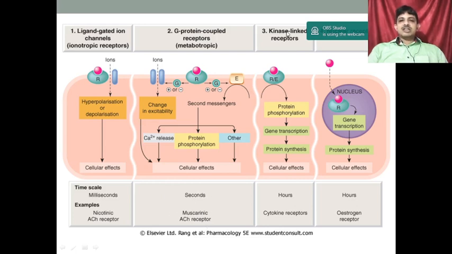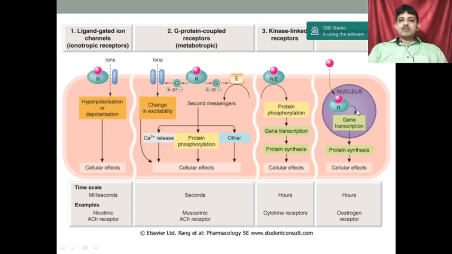Next is the kinase linked receptor. It will take some time, hours, similar to the nuclear receptor, and in today's class we are going to discuss the kinase linked receptor and the nuclear receptor in detail. An example of the kinase linked receptor is the cytokine receptor, and it causes protein phosphorylation, then gene transcription and protein synthesis take place, and only then does it produce the cellular effect.